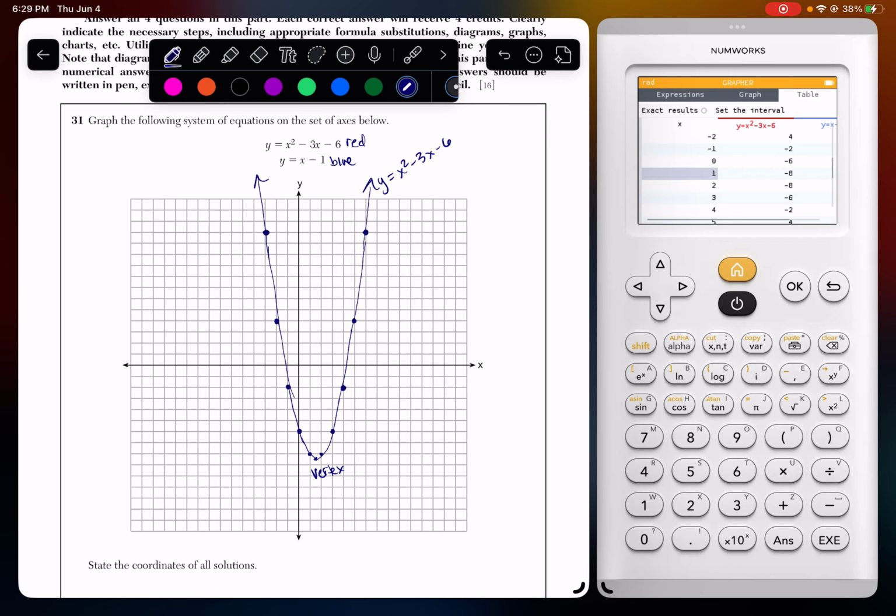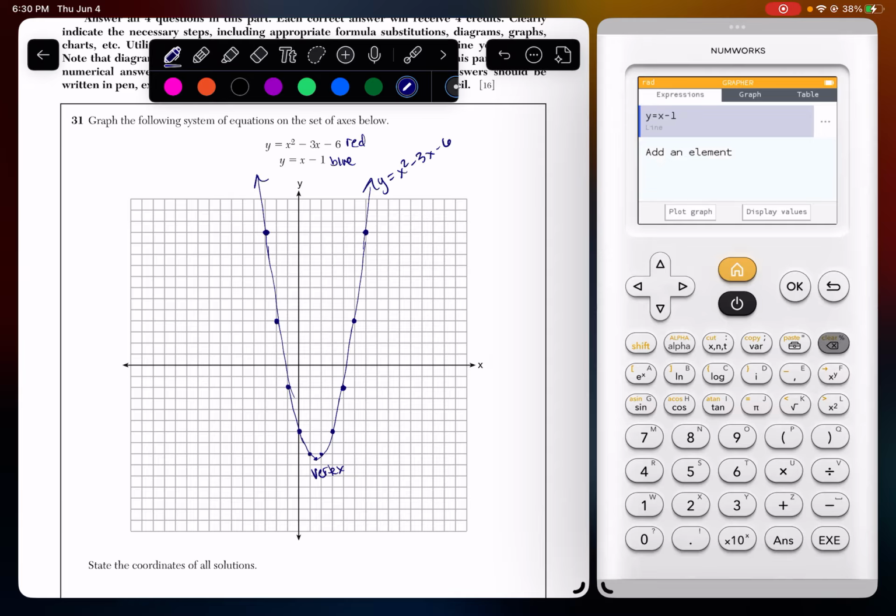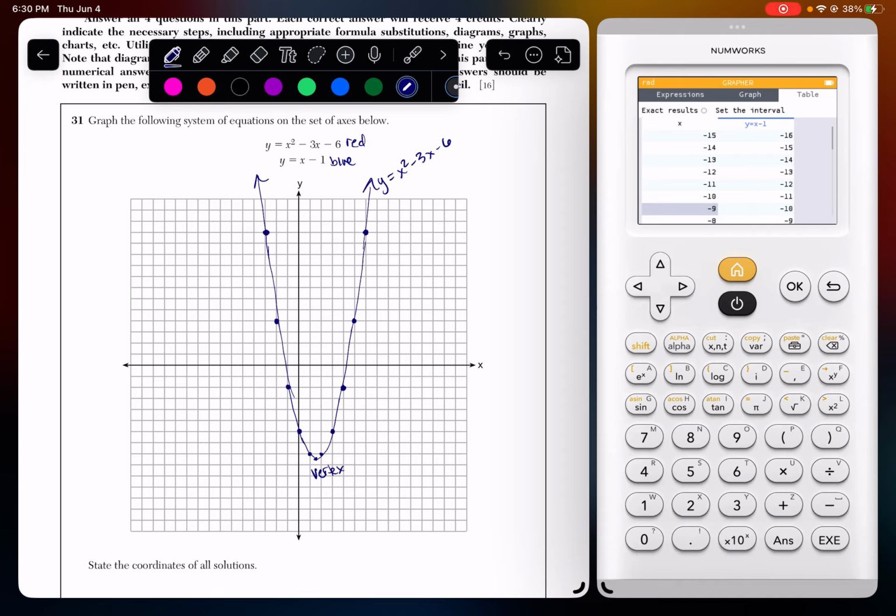So I've graphed my red graph, and now I'm going to graph my blue one. If this table is kind of confusing you because we still have the red one in the way, what you could do is go to equations and delete the parabola so that we just have the line left. So now if I go to my line, since this is a straight line, I could start at negative 14, negative 15.